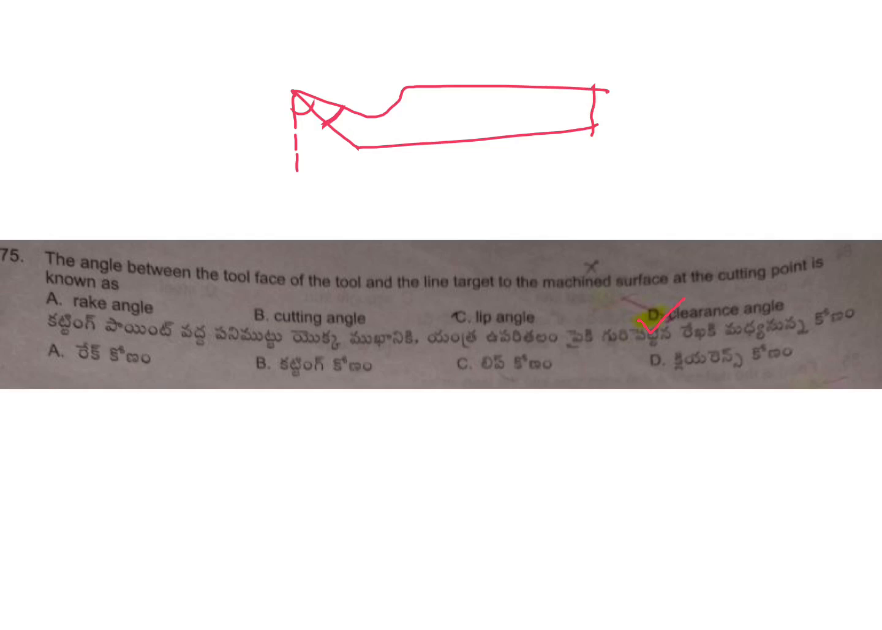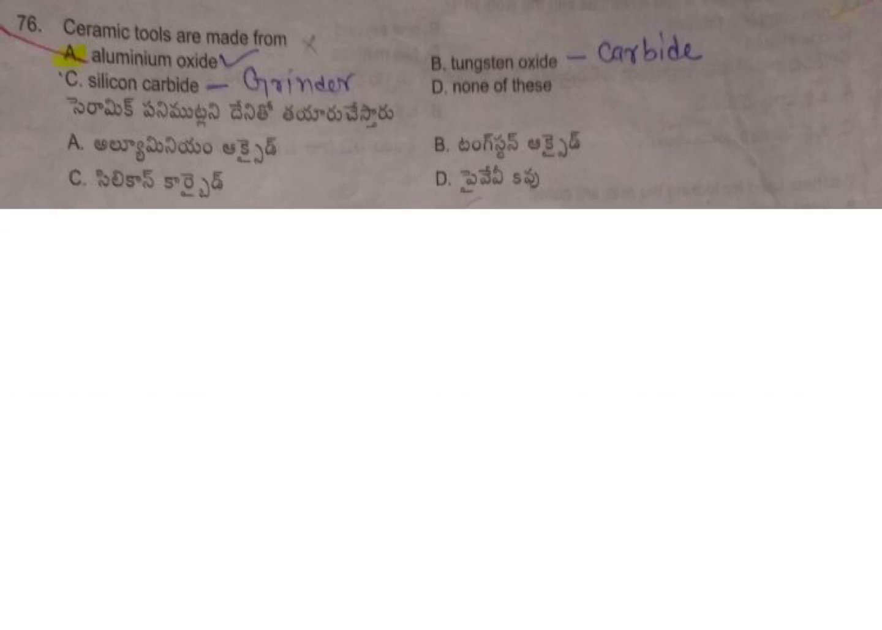Question: ceramic tools are made from A. Aluminum oxide, B. Tungsten oxide, C. Silicon carbide, D. None of these. Aluminum oxide is the official answer.